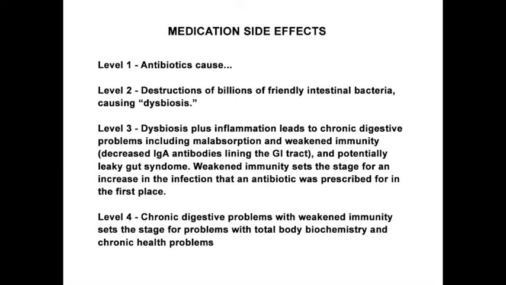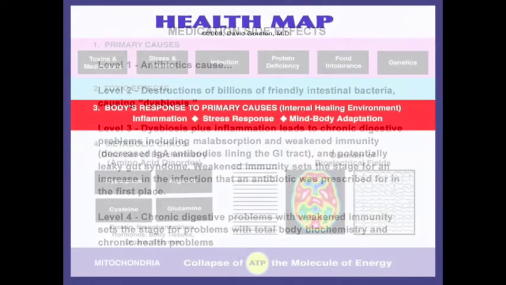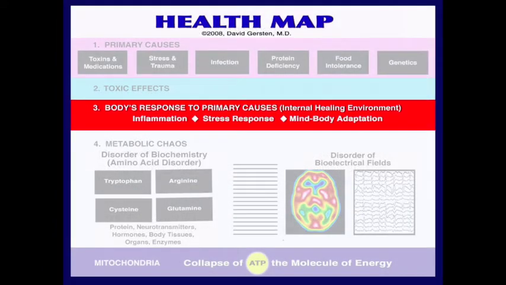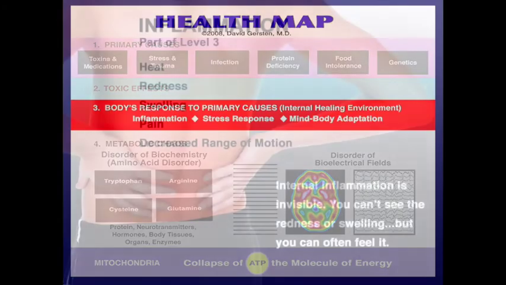Sometimes the toxic effects of level 2 are minor. Level 3 of the health map is about how the body responds to primary causes, which involves the stress response, inflammation, and mind-body adaptation. Level 3 is a large part of our internal healing environment. The stress response involves fight-or-flight biochemistry and activity of the autonomic nervous system.